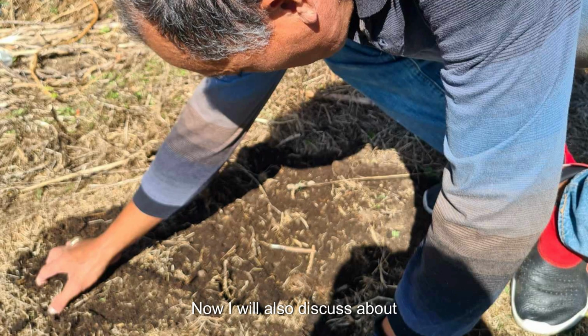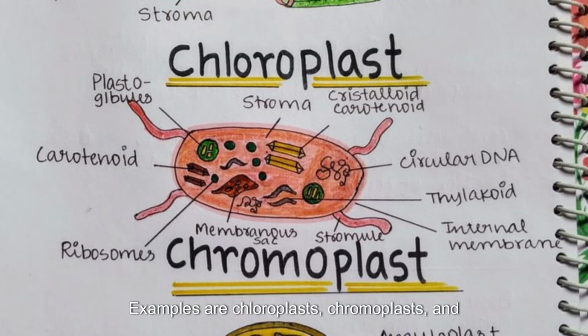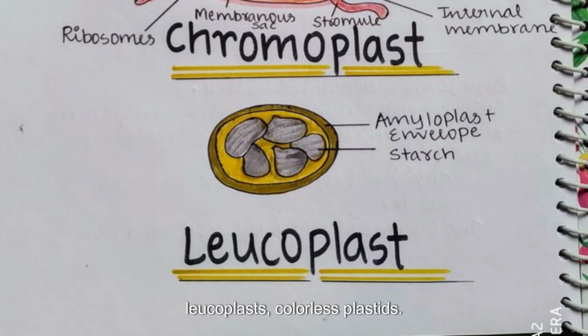Now I will also discuss plastids. Plastids are membrane-bound organelles with their own DNA. Examples are chloroplasts, chromoplasts, and leucoplasts, which are colorless plastids.